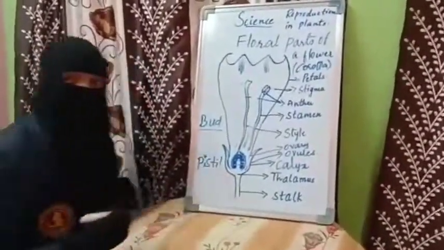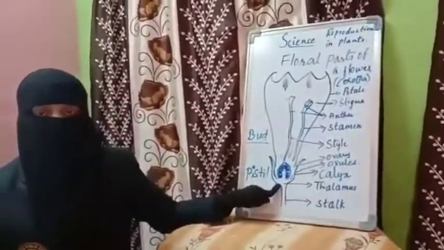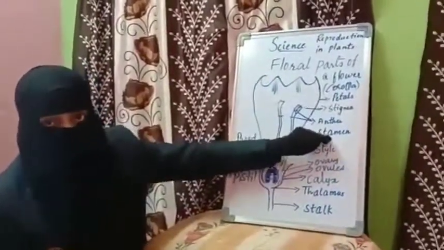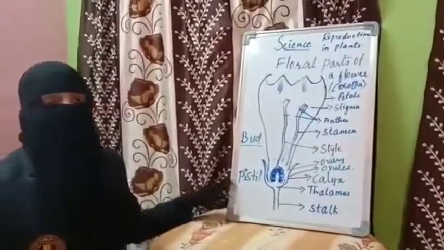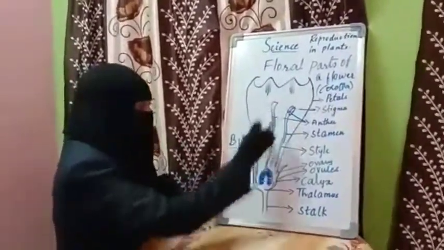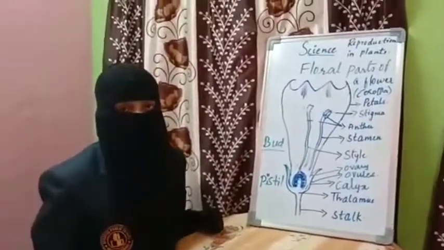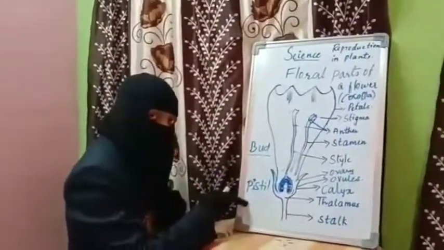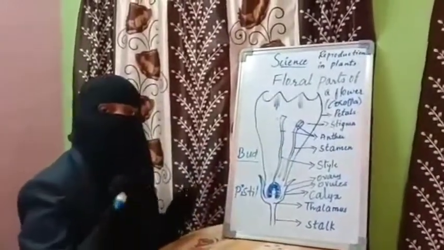Pistil is the female reproductive organ of a flower. Stamen is the male reproductive organ of a flower. The pistil has an alternate name, gynoecium. Gynoecium consists of how many parts? Three parts: ovary, style and stigma. And pistil consists of ovary, style and stigma. So pistil and gynoecium are the same.